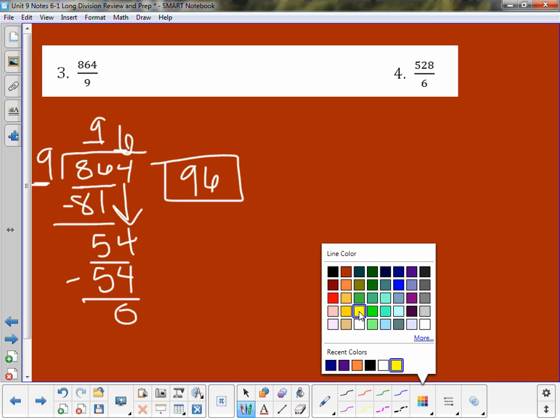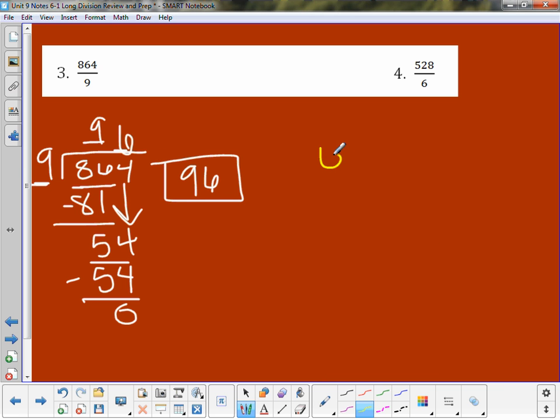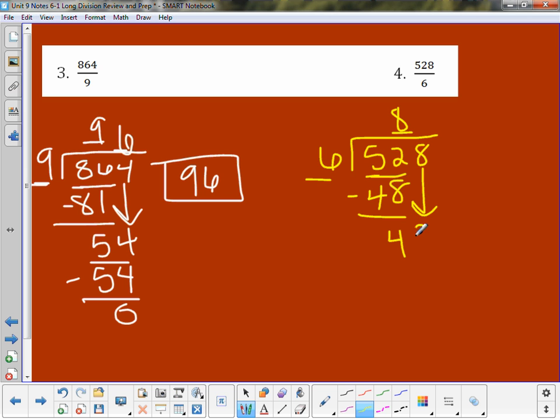Let's take a look at number 4. So for number 4, we're doing 6, and we're dividing 528. Well, 6 is never going to go into 5, so we want to see how many times 6 is going to go into 52. And 6 is going to go into 52 8 times. Okay, so then we're going to take 6 times 8, and we get 48. So we're going to subtract those two, and we get 4. So I'm going to bring down another 8.